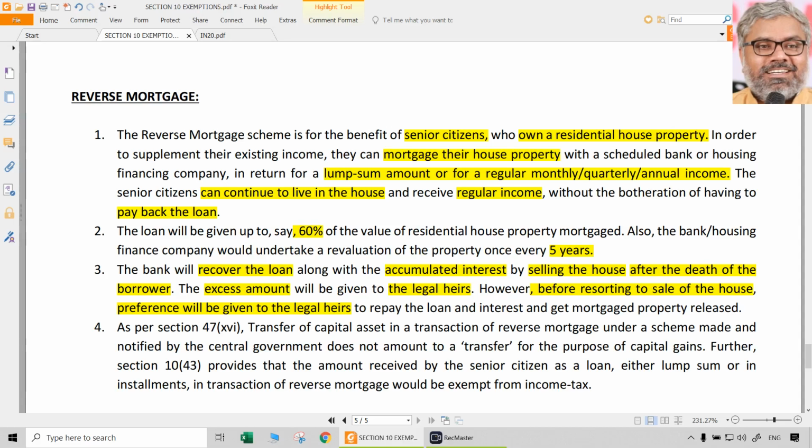If they say that no, we don't have that much capacity, then okay, no problem. The bank will sell that property, and if any surplus is there, that surplus will be given to the legal heirs. This is the scheme of reverse mortgage.